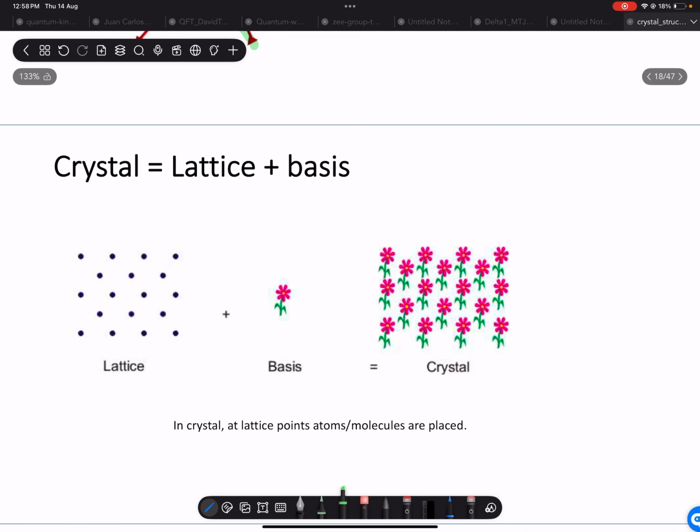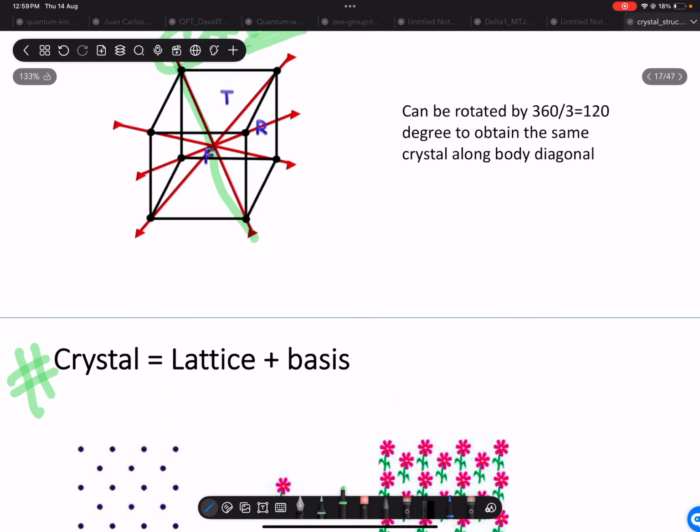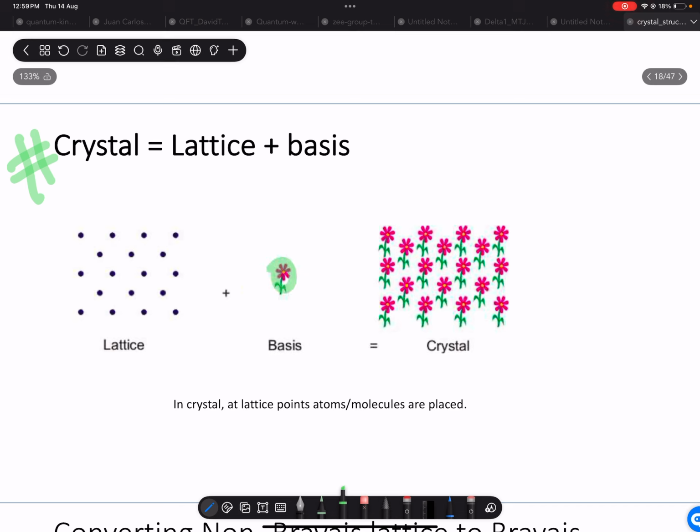Now coming to, as I said, crystal is basically lattice plus basis. Basis is something that we put at the lattice point. It could even be a flower, just to make it more cartoonish. But instead of flowers, we are going to put atoms or even molecules or even a set of atoms. All is fine.